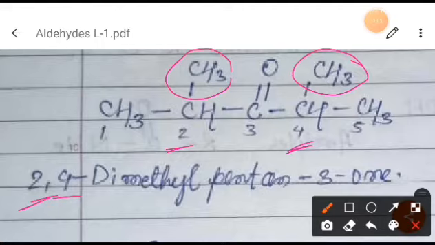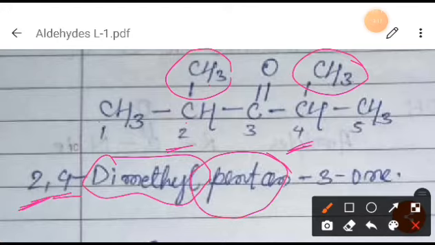So how will we name this? We will name it like this: 2,4. How many methyl? 2 methyl means dimethyl, right? How many carbon? 1 2 3 4 5 carbon means pentane, okay? And on which position is the ketone? On the third position, so we will write 3-one, right? So I hope you have understood this.